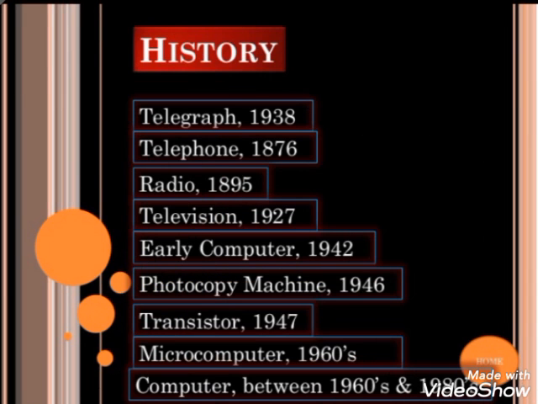Have a look at the history of mass media. Telegraph was introduced in 1938, telephone in 1876, radio in 1895, television in 1927, early computer in 1942, photocopy machine 1946, transistors in 1947, microcomputers 1960.